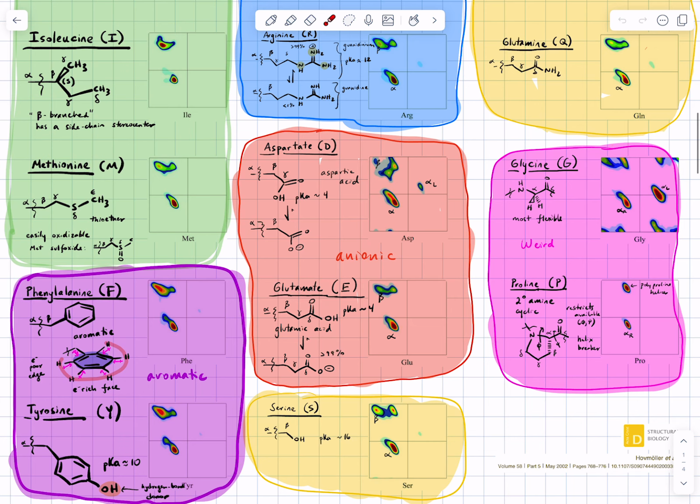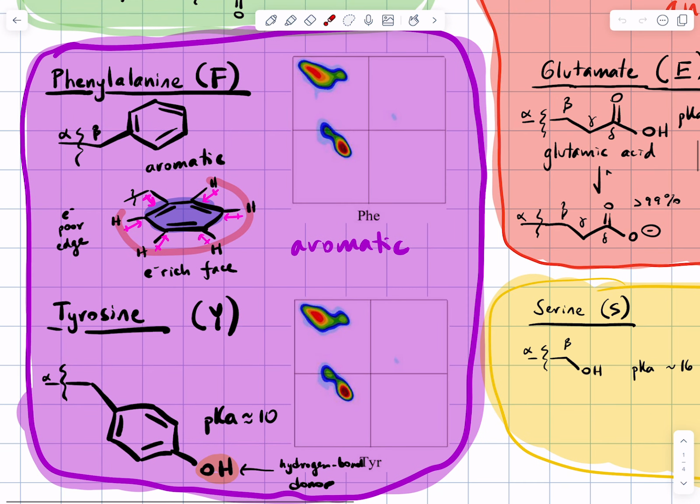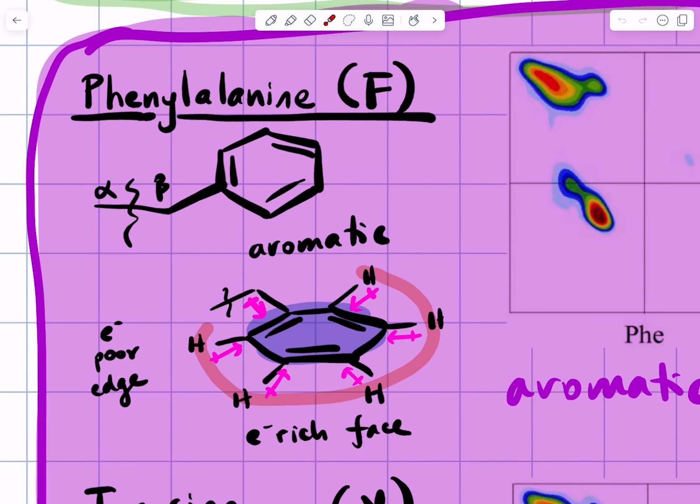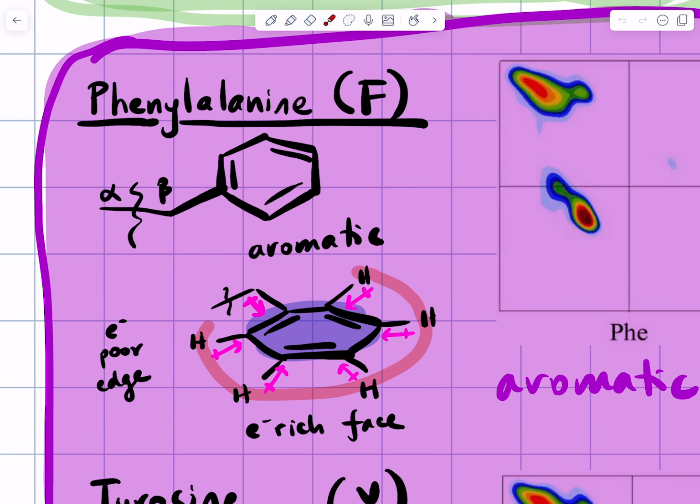Okay. Next, we have some that are nonpolar but are aromatic. So this is phenylalanine. We're going to use the letter P for something else, but F makes a PH sound, so it's sensible for the one-letter code to be F for phenylalanine. It's got a beta carbon CH2 group and then a benzene ring.